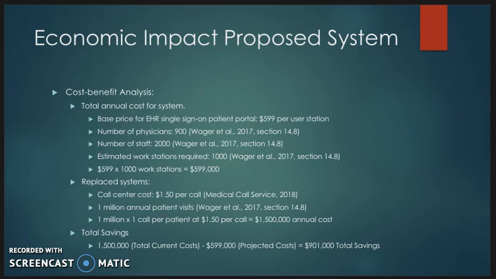If we take that current cost and subtract all of those calls out, as they'll be a part of the new health information systems implementation, there's a total savings of $901,000. This does not bring into context the current systems that are implemented, where there would likely be additional savings by using the systems as they are currently structured, as opposed to purchasing a brand new user station times 1,000.